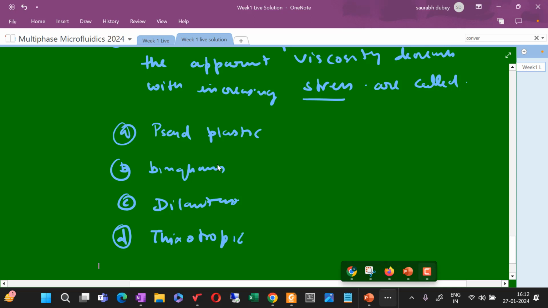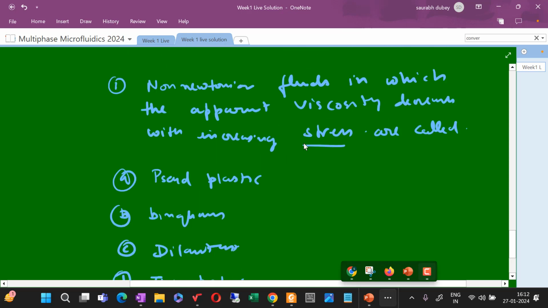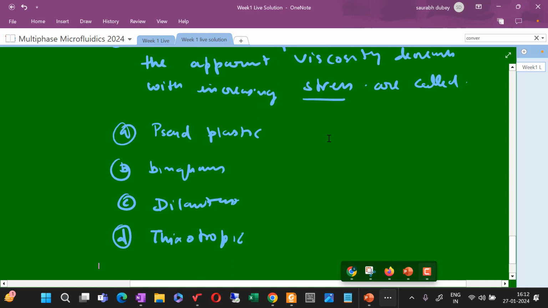So thixotropic: apparent viscosity decreases with time. But here it is said with increasing stress, what will happen? Stress is actually the tau. If time were there, then it would be thixotropic. But since there is no time, I marked pseudoplastic as the option.